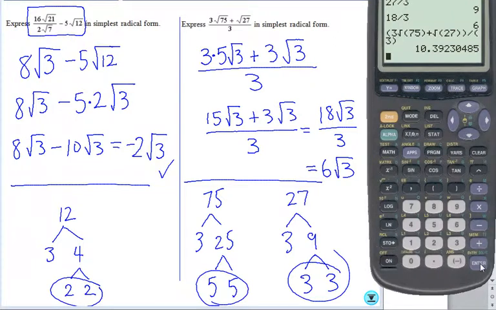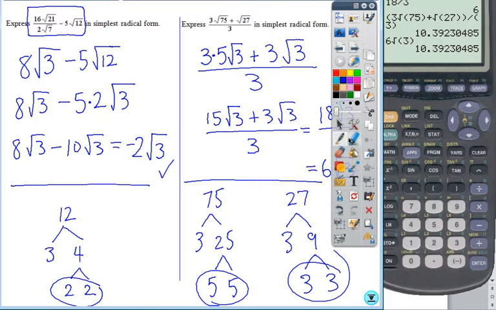And I get this number, 10.3923048, and so on. So now I'll take my answer, 6 times second square root of 3, close parentheses, and I've confirmed that I'm correct. It's really important to check that because you can always go back and look for mistakes if you get something different. And this one is correct.